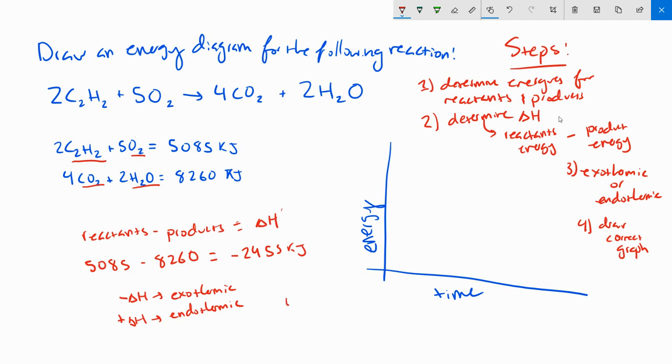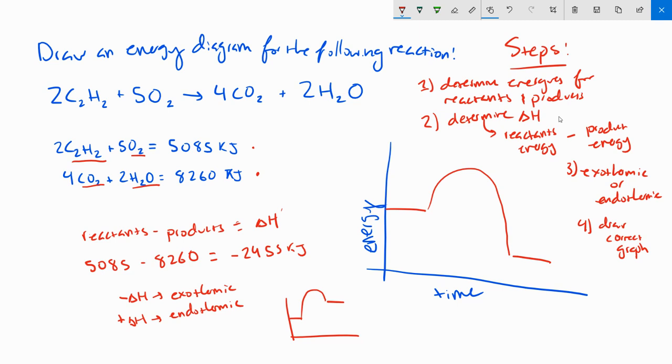For endothermic, you would say, if it's endothermic, I have to absorb some energy, and that means my graph's going to look like this. But for exothermic, I know I'm going to have to release some energy, so that means it's going to look like this. Now you're probably thinking, but wait, isn't there more bond energy than before?